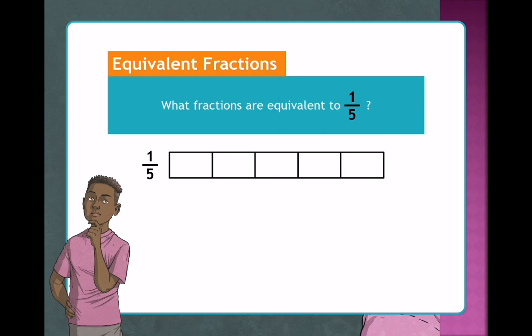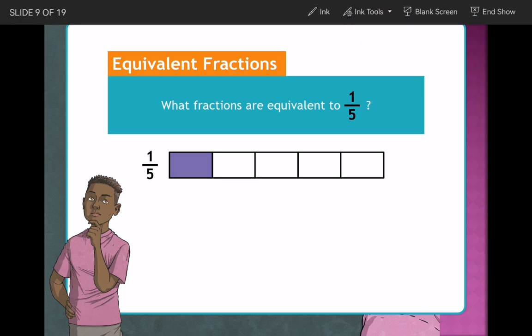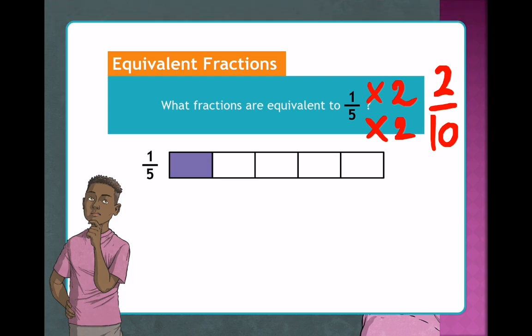Let's check this example. If I have 1/5, let's shade one part of the 5. Okay, what fractions will be equivalent to this? If I'm going to multiply by 2 up and down, so the answer will be 2/10. So I'm expecting to have 2/10 as equivalent fraction.